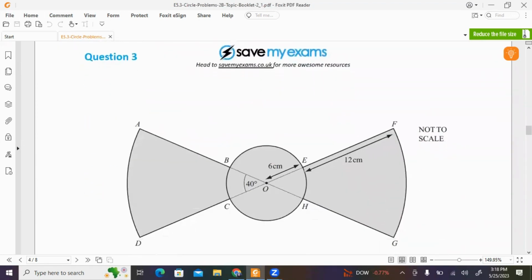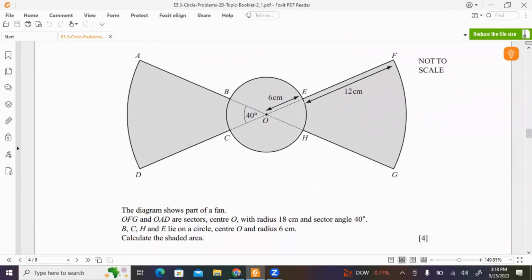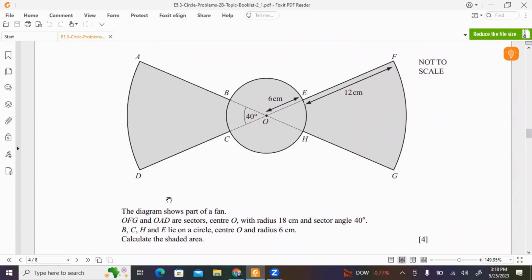Then in the next question, we have this span and we have two sectors, OFG and OAD with center O. Both these sectors have a radius of 18 centimeters. Then we have points B, C, H, E which lie on a circle with center O once again, and these have a radius of 6. They want us to calculate the area of the shaded region, which means we have to calculate the area of this entire span.